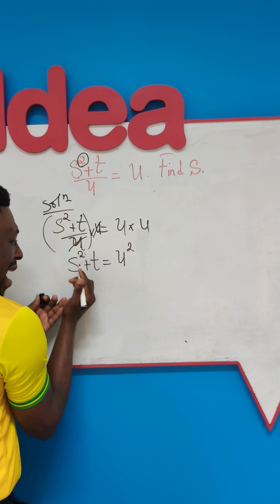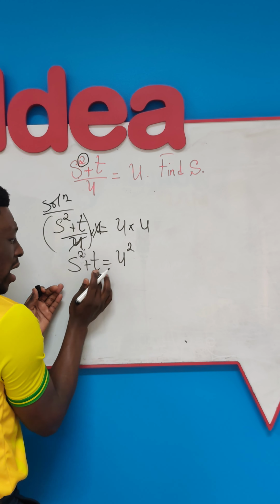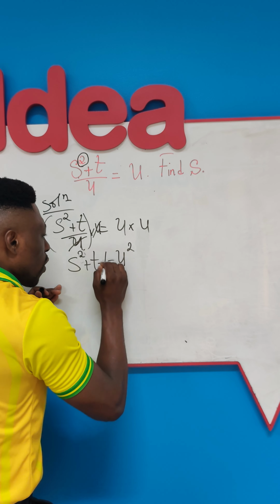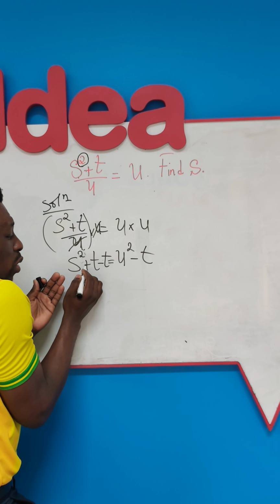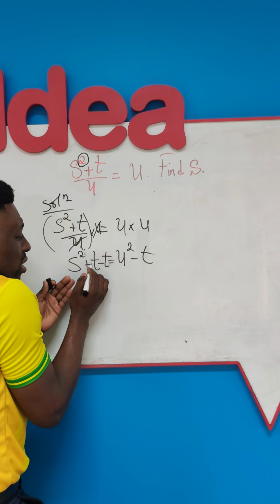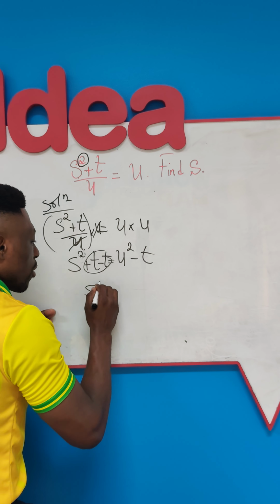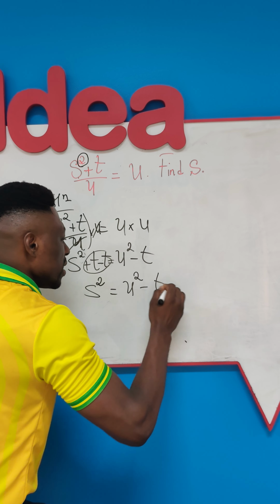Very good. Next, we have a plus t, which is still bothering our S squared here. So what we will do now is subtract t from both sides. Why? Because subtraction is the opposite of this sign which brought about t here. So we do the opposite of what is here, so that t minus t will disappear. On the left side we're left with just S squared, and here we have u squared minus t.